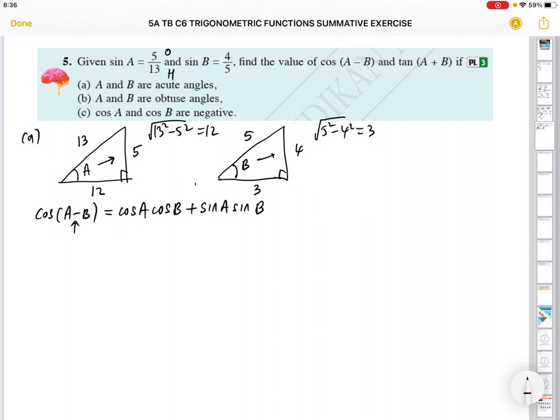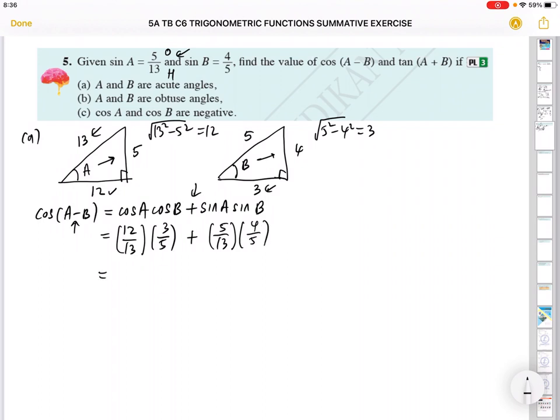Okay, now next I'm going to sub in my cos values. If I read from here, cos A is adjacent, which is 12, over hypotenuse, which is 13. Cos B is adjacent, which is 3, over hypotenuse, which is 5. Now sine A you can read directly from the top here. Yeah, 5 over 13 times 4 over 5. So this will be 36.